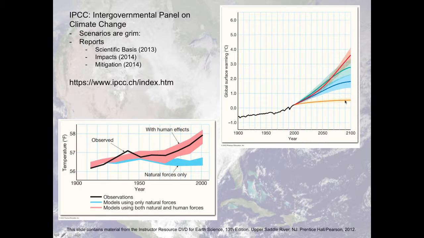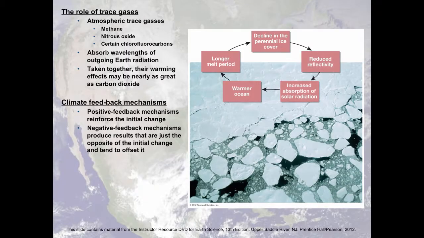This orange line is actually a projection for if carbon dioxide concentrations in the atmosphere were to basically remain as they are today. This would be the average global temperature increase over the next 80 years. It would still increase because there's enough inertia in the system that it will still go. But various emission scenarios with their uncertainties, which are the light color shades around these lines, vary anywhere from 1.5 degrees to 4 degrees of warming by the end of this century.